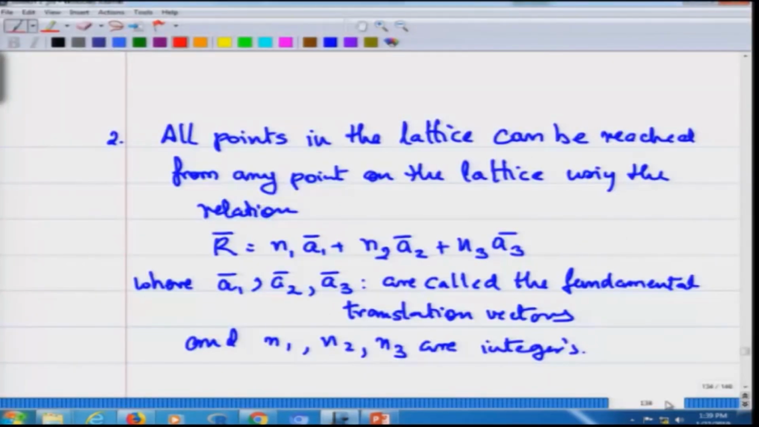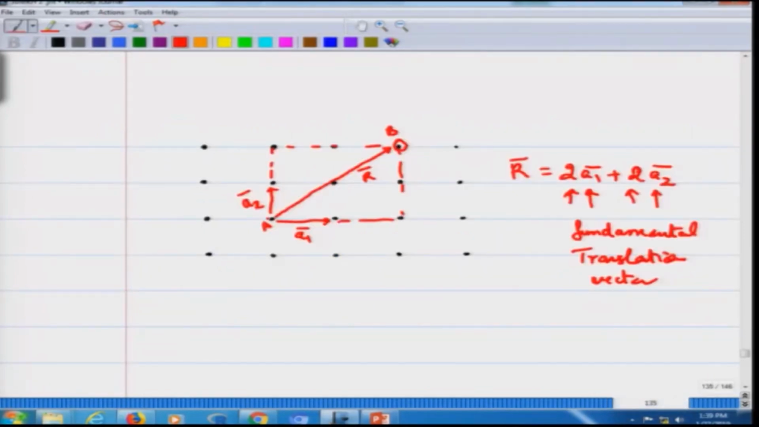The second requirement is that if you do a translation operation, which is that if you go from any point in the lattice to any other point, then these 2 points are connected by a translation vector which is of the form n1a1 plus n2a2 plus n3a3 in general for a 3-dimensional lattice. For a 2-dimensional lattice, it will just be n1a1 plus n2a2, and this is an example of this translation vector. For any 2 points in the lattice, you can describe these 2 fundamental translation vectors a1 and a2, and then you can go from this point to this point using this translation vector, which in this example is twice a1 plus twice a2.